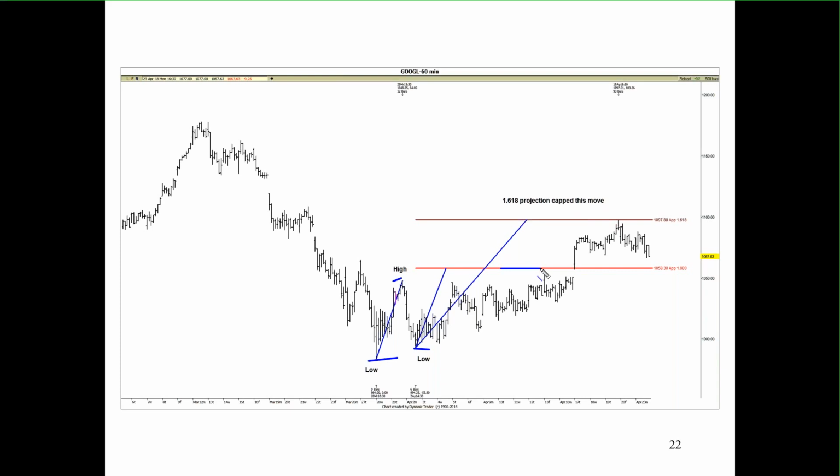So the 100% didn't stop the market, but the 1618, 1097, yeah, it wasn't to the tick. It looks like 1097.51, and the actual resistance was 1097.88. Close enough.